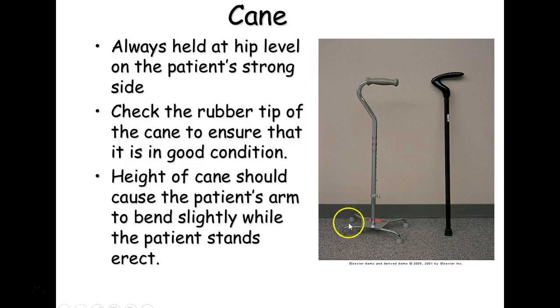Now we've got a quad cane here and just a single ended cane. It can be either one, so the quad canes are for a little more balance. But we want to check the rubber tips on the cane to ensure that it's in good condition. Sometimes they can dry rot, and those can be replaced. But the height of the cane should cause that arm to bend slightly while that patient stands erect.